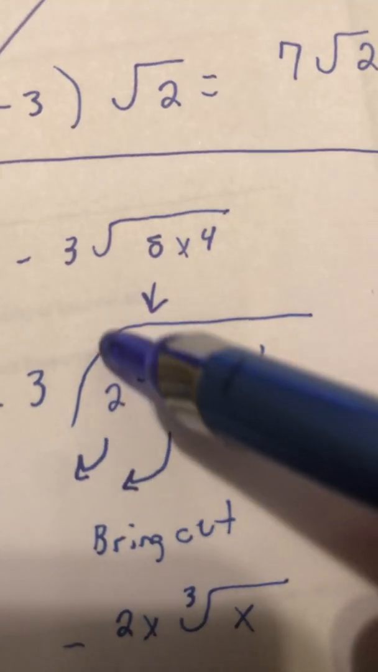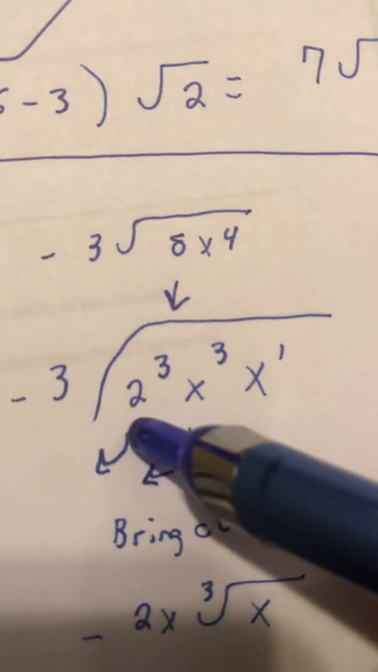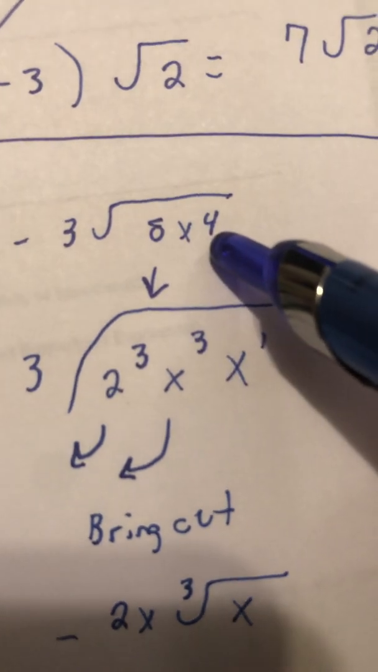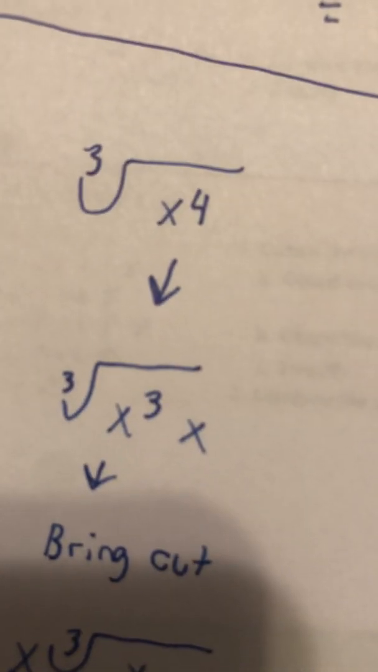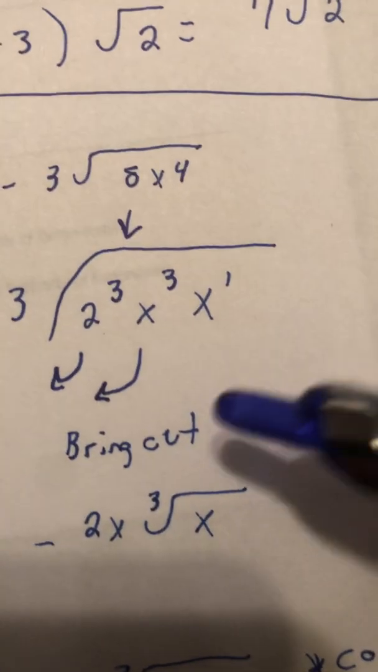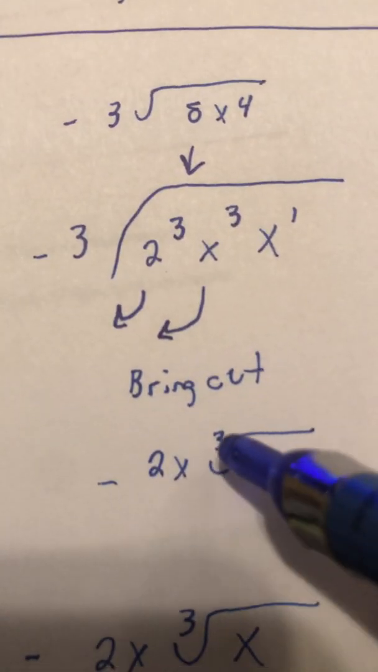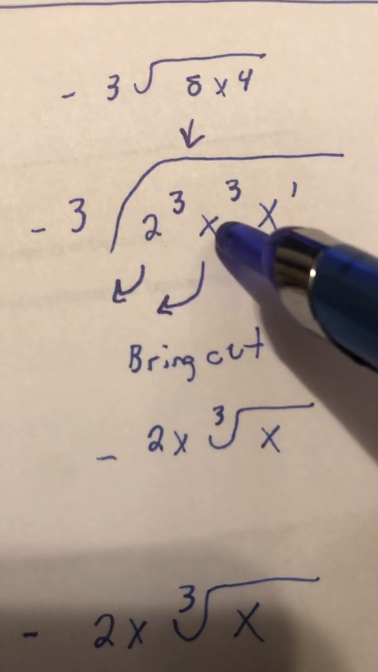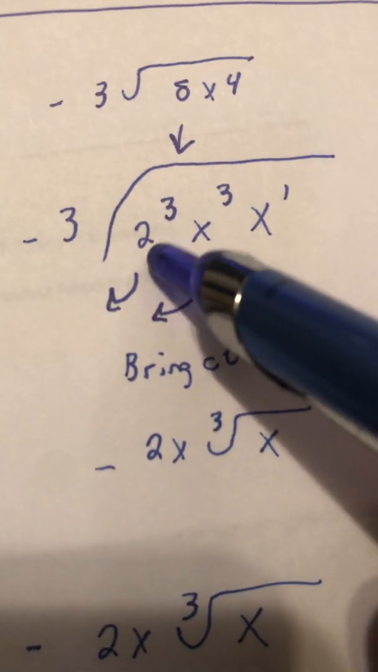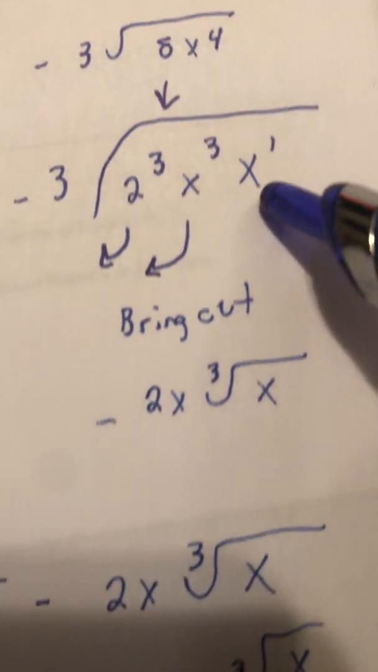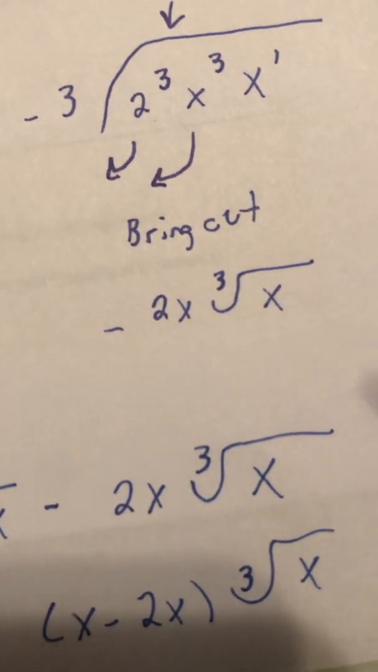Convenient for us, 2 times 2 times 2 gives us what? 8. We can break the 4 down the exact same way we did here. X to the third, x to the first. Bring it out, bring it out. We bring out our x. We bring out our 2, leaving x to the first inside our radical.